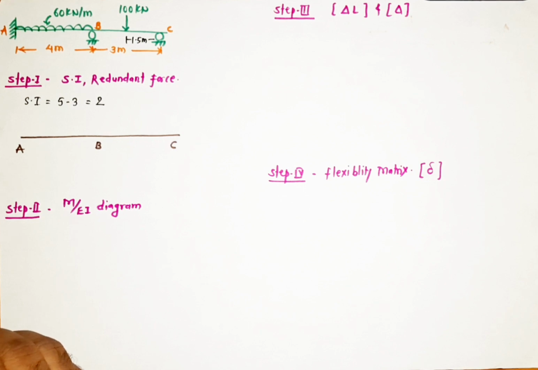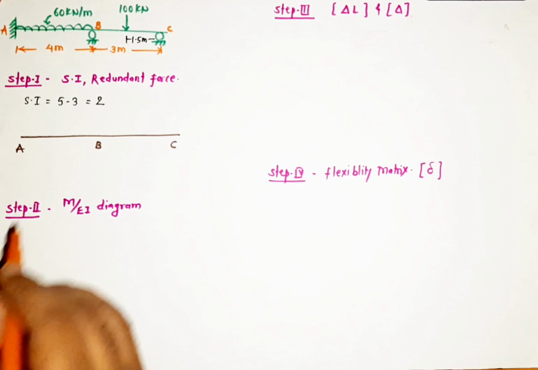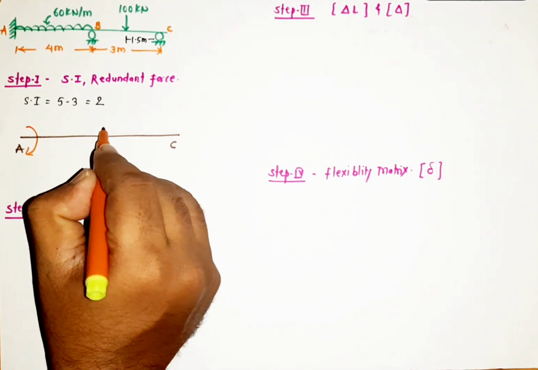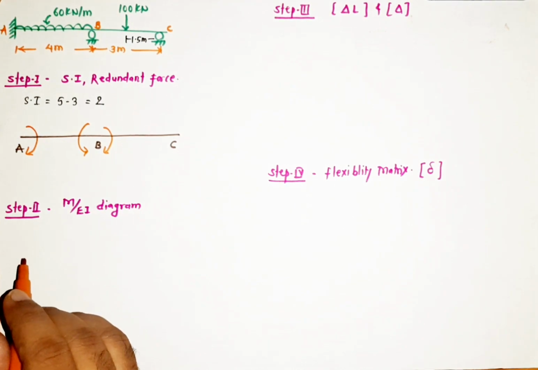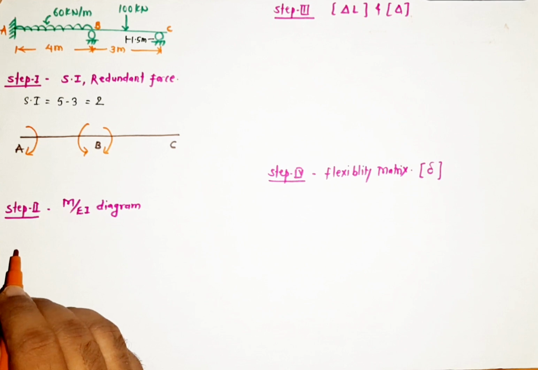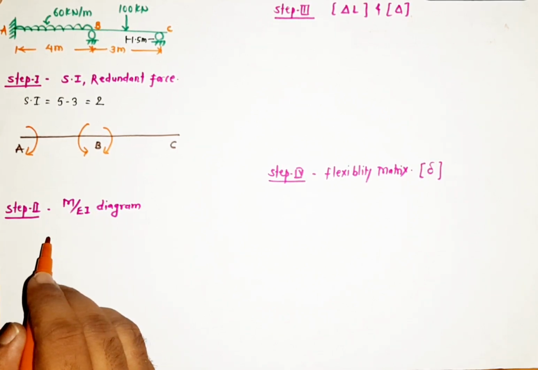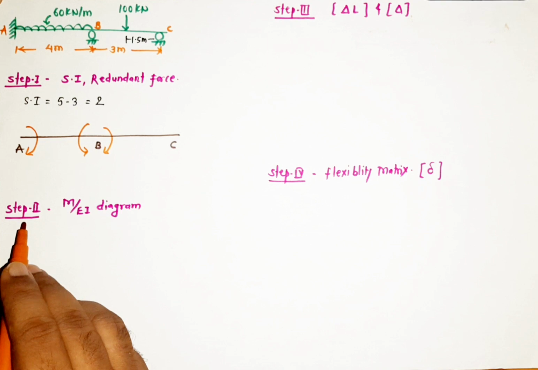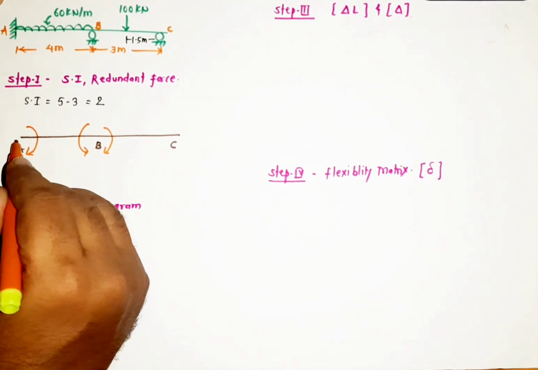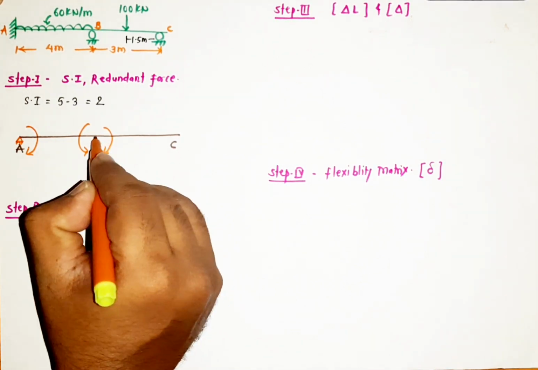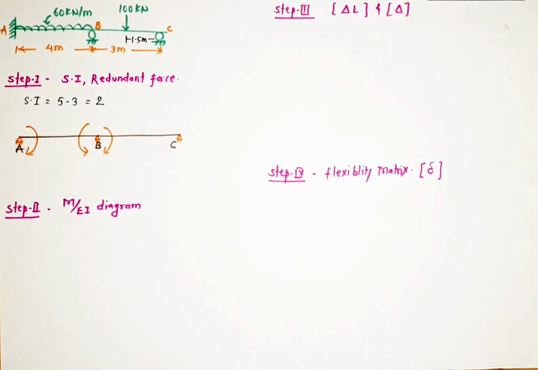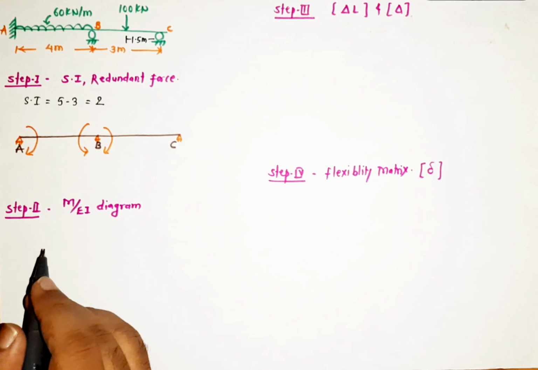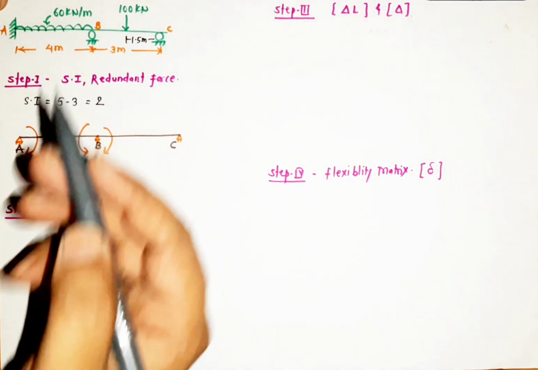Let MA and MB, that is moment at A and moment at B, be the unknown forces for this particular span ABC. Now, after these unknown forces, we want to find out the M upon EI diagram. Here, when we release this structure, it will be a simply supported beam. That's why we will find the maximum bending moments along this separate span. So let us calculate the bending moment diagram for these particular spans.